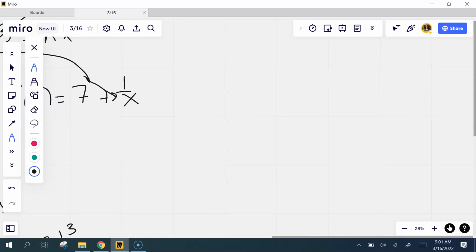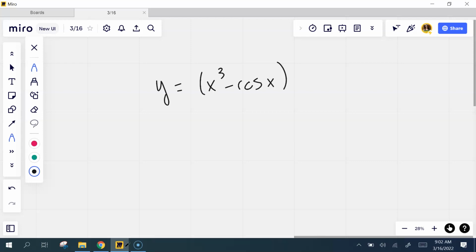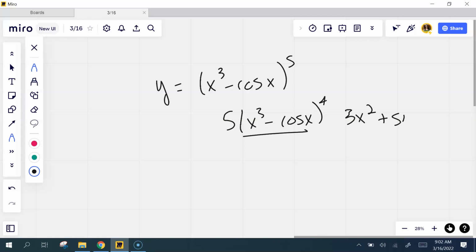Every one of these, I feel like, tests a definition. One concept, one definition. When you have to do multiple things, that comes more in the FRQ. X cubed minus cosine x, to the 5th. So we have to do the 5 around and then differentiate the inside: 3x squared plus sine x. Now notice we've not spent longer than maybe 30, 45 seconds on a problem yet.